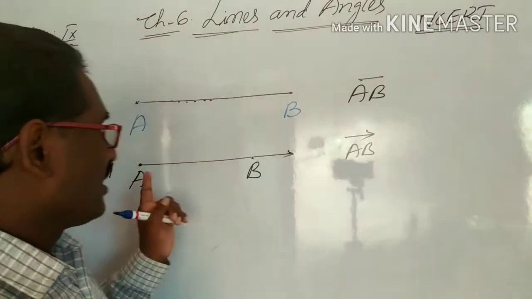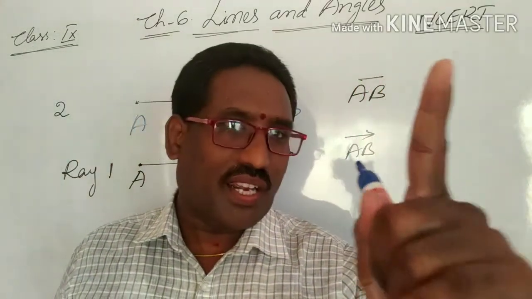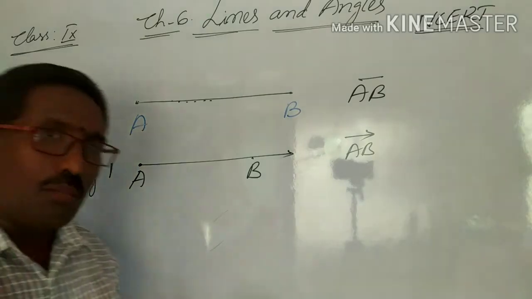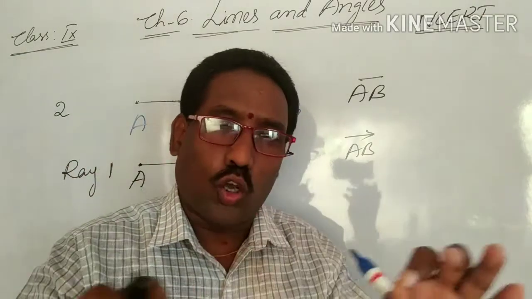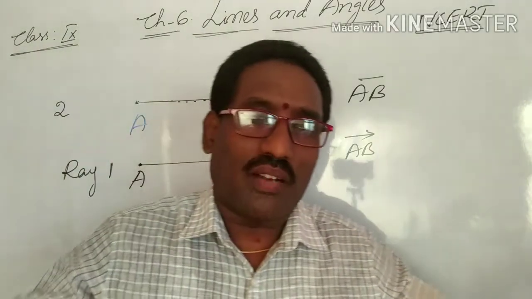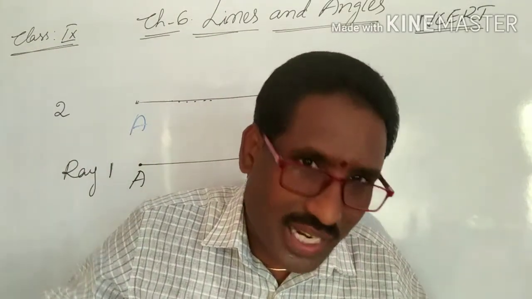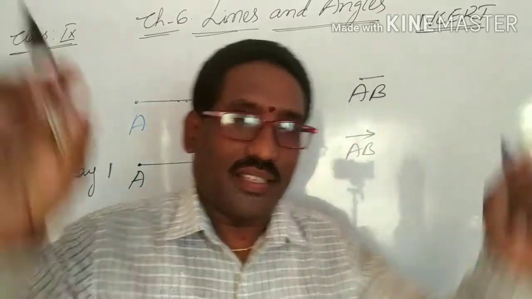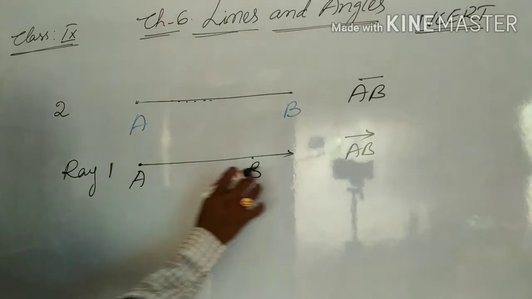A ray has one endpoint and extends infinitely in one direction. Can you measure the length of the ray? No. Why? Because we know the starting point, but we don't know the ending point. That's why we cannot measure the length of the ray. This is the ray.